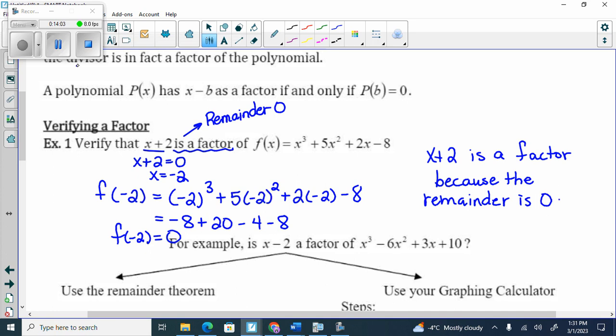To the front office, please. Didn't deposit. I'm going to go through domain and range.